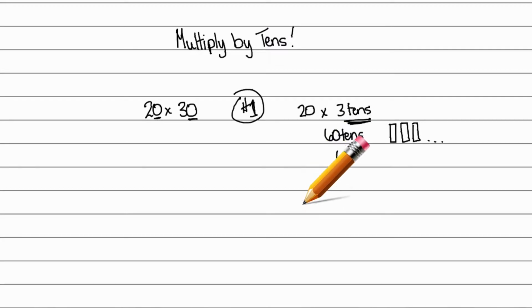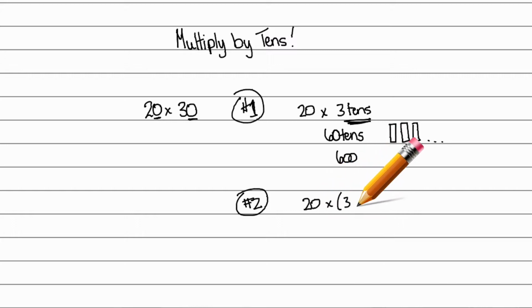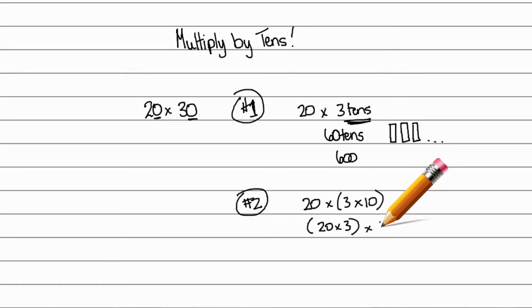Another way is we can use the associative property to help us out. If we break apart this number, instead of thinking of it as 20 times 30, I'm going to think of it as 20 times 3 times 10, because 3 times 10 is the same thing as 30. I'm going to regroup that with my brackets, and think of 20 times 3, times 10. It's the same thing. I'm using that associative property. I can move those parentheses around wherever I need to.